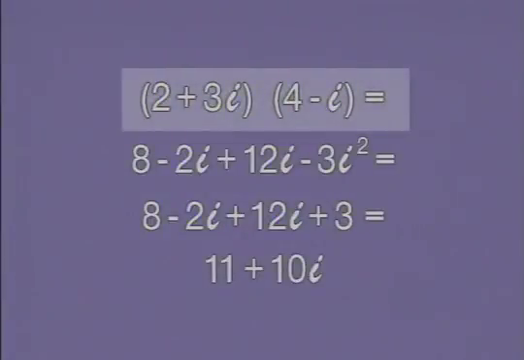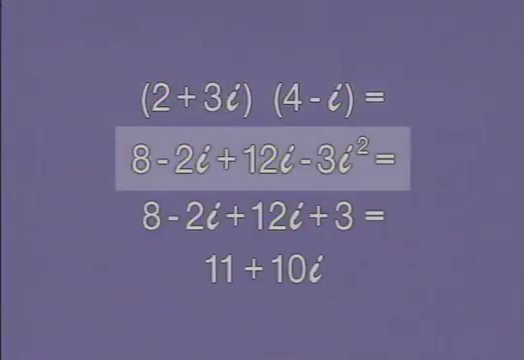You can say, you know, if those i's were x's, it would look like that FOIL method, multiplying two binomials. And you're absolutely right. The only difference is that when we multiply an i term times an i term, we get an i squared term, but we change the i squared to negative 1.